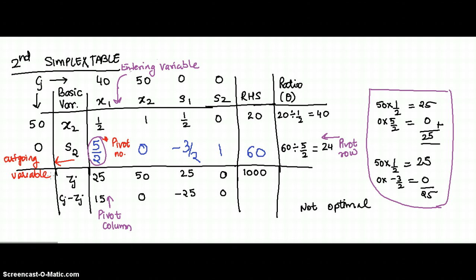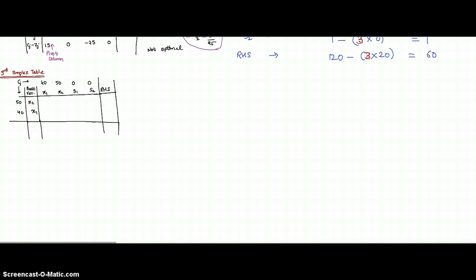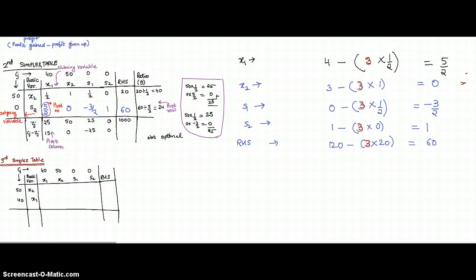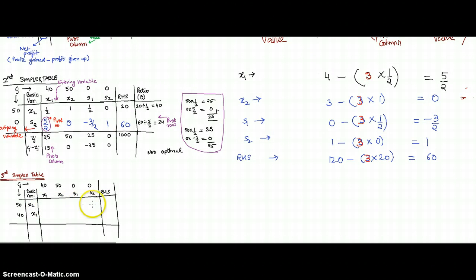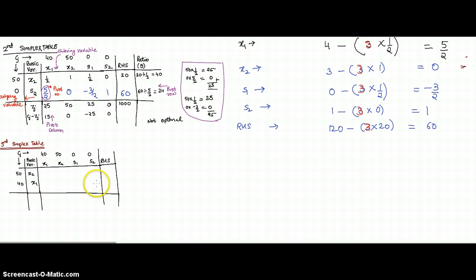Now using this data we need to prepare the second simplex table. For that, these two rows will be the same, x2, and in place of s2 now we will have the variable x1. So it will be this one. We filled all the data. Now we have to calculate the values corresponding to these entries. For that, first of all we will write the elements corresponding to the pivot row. For that we have to divide each of the numbers by the pivot number.